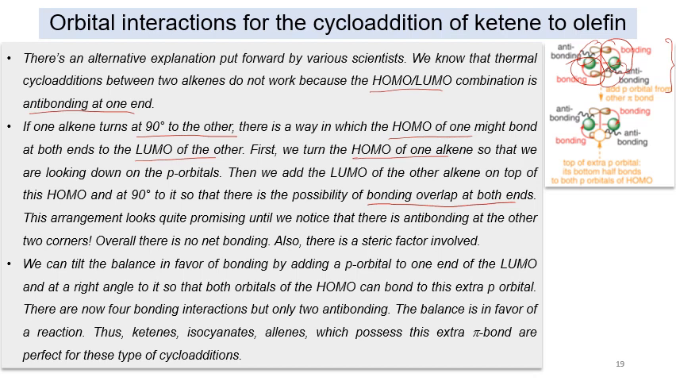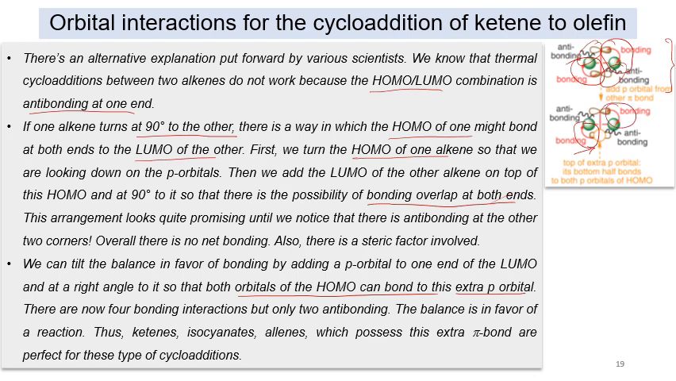Therefore, whatever bonding overlap was there was nullified by the antibonding overlap. Also, we know that geometrically there is a problem. Sterically also, this is not a very good situation. If this particular species now has a p orbital at one end at the right angle, then both the orbitals of the HOMO can bond to this extra p orbital in this particular fashion.